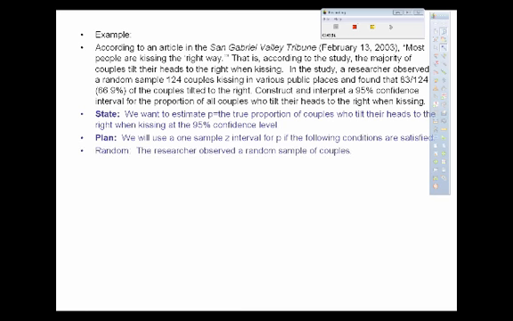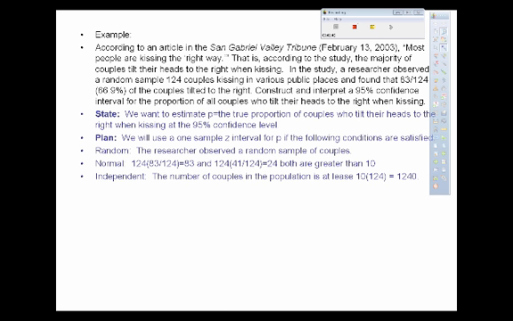Normal. Our successes are 83, and our failures 24, and those are both greater than 10, so those are met. And then last of all, independent. The number of couples in the population is at least 10 times 124, which equals 1,240. Anyhow, we know that there are more couples than that in the population.